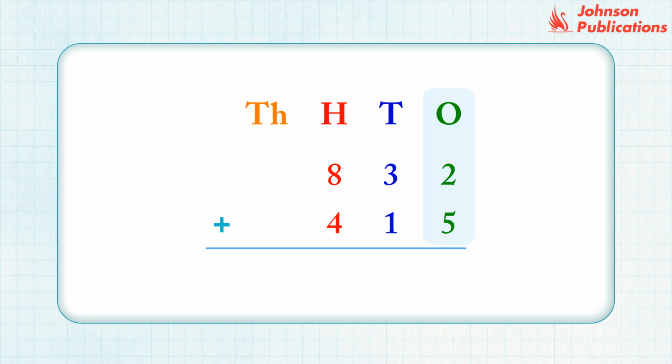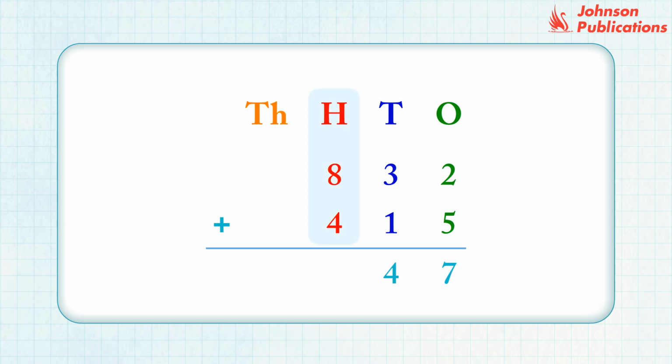Add ones. 2 ones plus 5 ones is equal to 7 ones. Write 7 in the ones place. Step 2. Add the tens. 3 tens plus 1 ten is equal to 4 tens. Write 4 in the tens place.